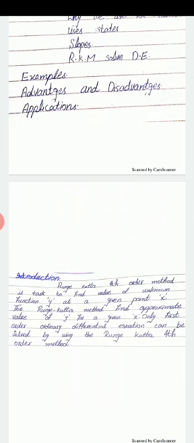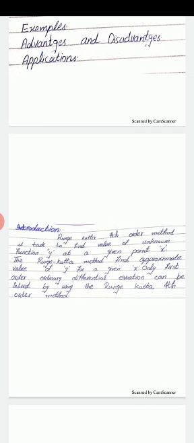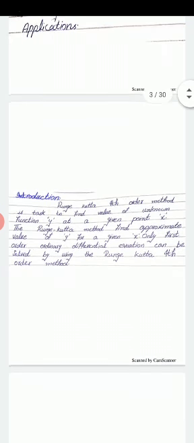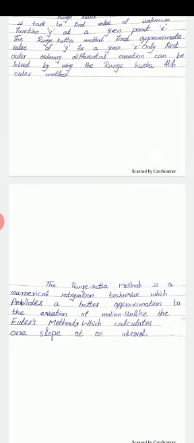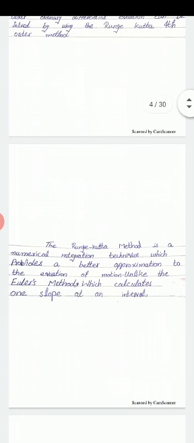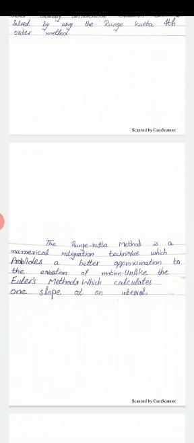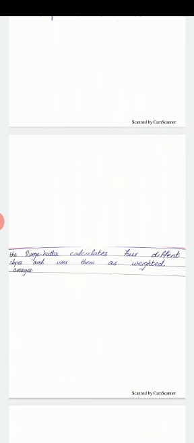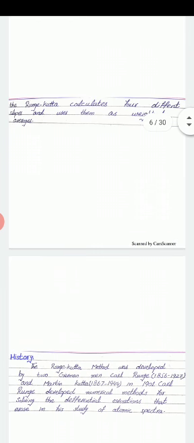The Runge-Kutta method of order 4 is tasked to find the value of an unknown function y at a given point x. The Runge-Kutta method finds an approximate value of y for a given x. Only a first order ordinary differential equation can be solved by the Runge-Kutta method of order 4. The Runge-Kutta method is a numerical integration technique which provides a better approximation to the equation of motion, unlike the Euler method which calculates one slope at an interval. The Runge-Kutta method calculates 4 different slopes and uses them in a weighted average.